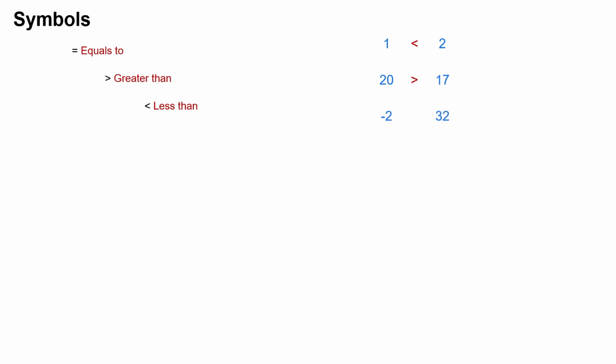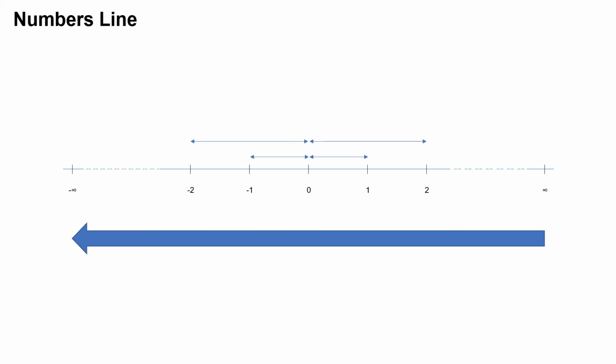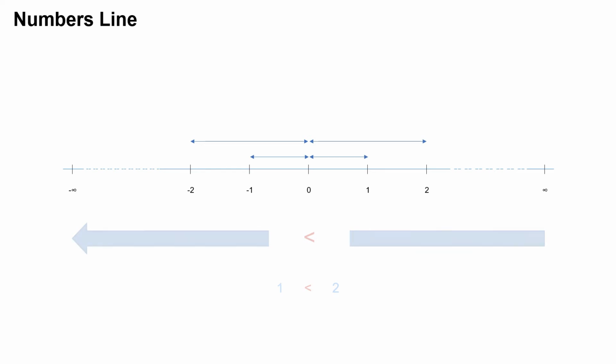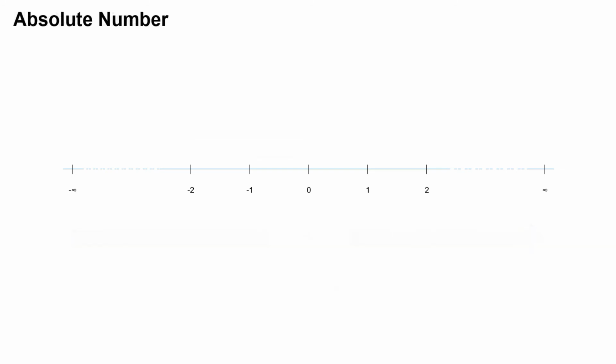-2 and 32. -2 is less than 32. Now, how do you denote them on a number line? As you move towards the left hand side, every number towards your left is smaller than the number on your right. Conversely, every number towards your right is greater than the number towards its left. 2 is greater than 1.